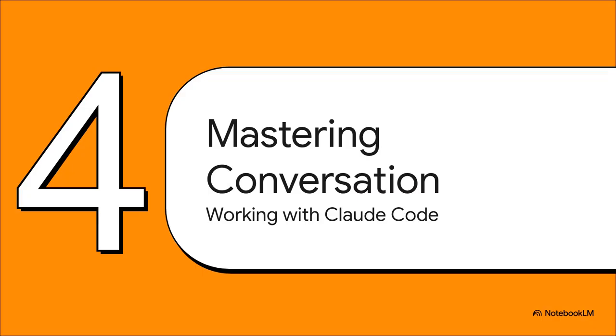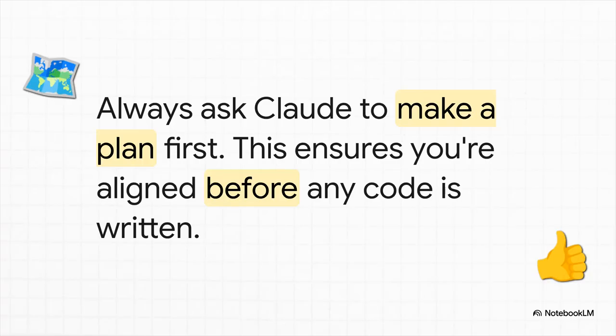So, understanding the workflow is one thing, but really mastering the interaction, that's where you unlock the magic. It's a conversation, and just like any good conversation, there are a few things you can do to make it go smoothly. The number one most important tip I can give you is this. Always start by asking for a plan. Seriously, making sure you're both aligned on the what and the how before a single line of code gets written will save you so much time and avoid going down a rabbit hole.